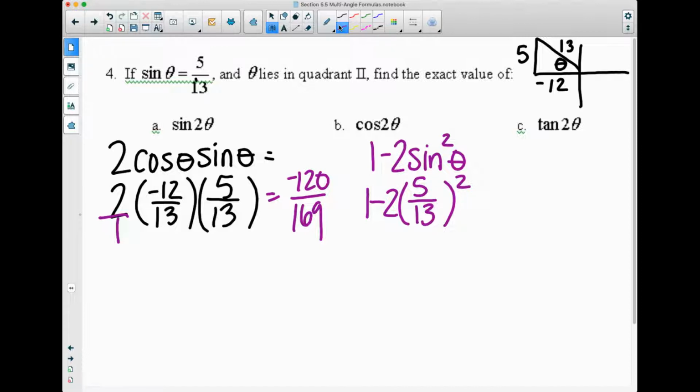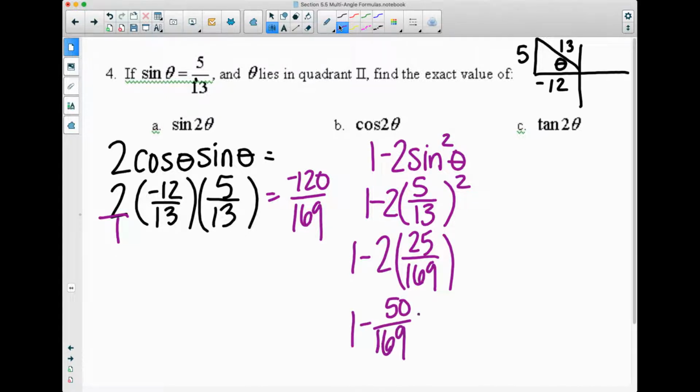So with order of operations, I have my 1 minus 2, and I have my 25/169. Then I can do my 2 times my 25. Common denominator, what's 169 minus 50? 19.